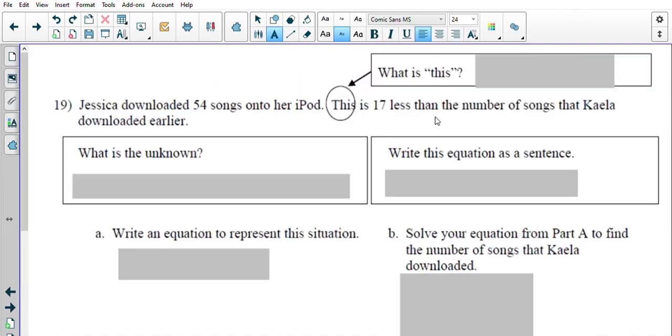So let's go ahead and get started. I realize that word problems are probably not your favorite type of question. They're not mine either, but they are important problems for us to be able to find the solution to, because most real life problems are word problems.